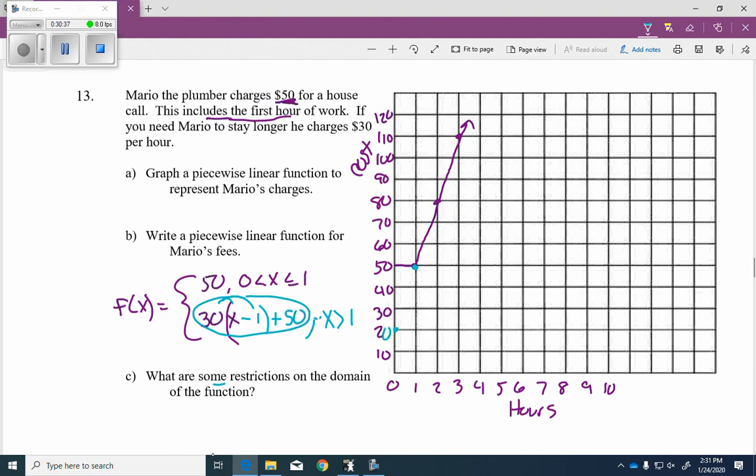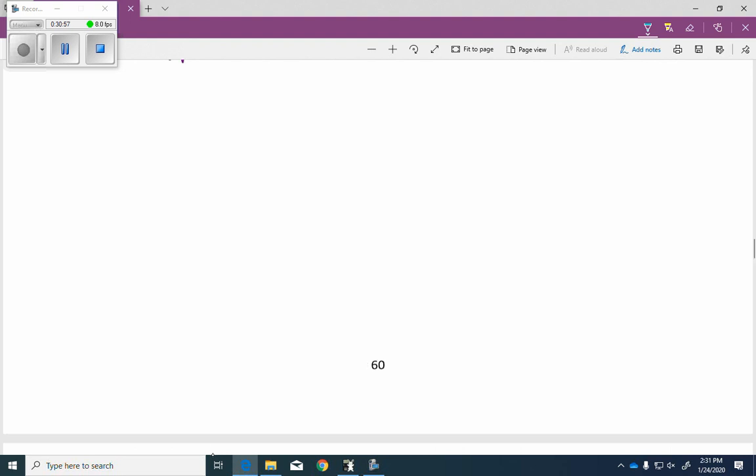And then they ask what are some restrictions on the domain. And the reason why they ask that is because this really doesn't go on forever. It really doesn't go into the negatives. So you can't have negative hours, therefore it doesn't go into the negatives. This job will eventually stop, so it really isn't going off to positive infinity. So those are restrictions that they're talking about.